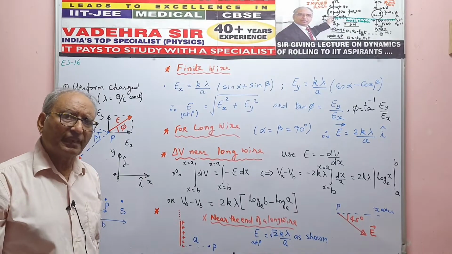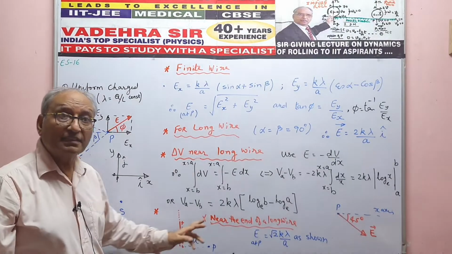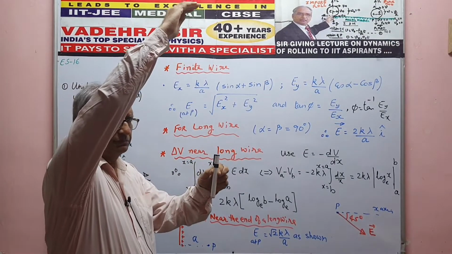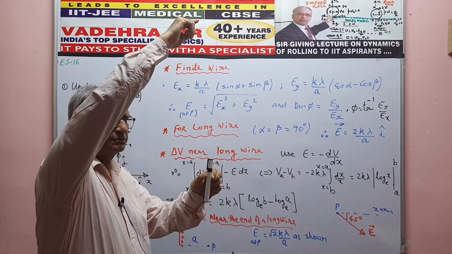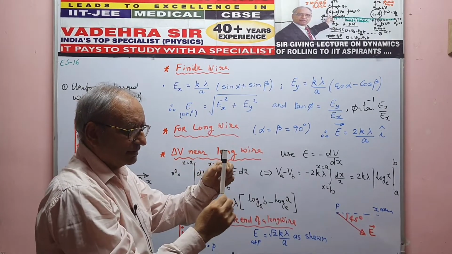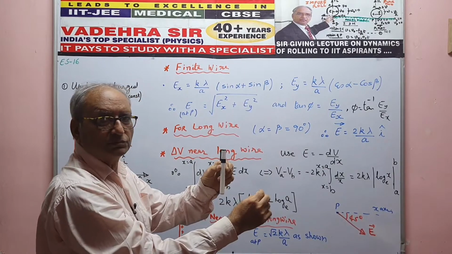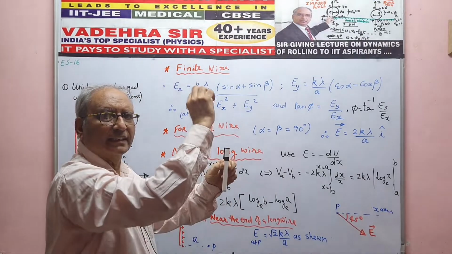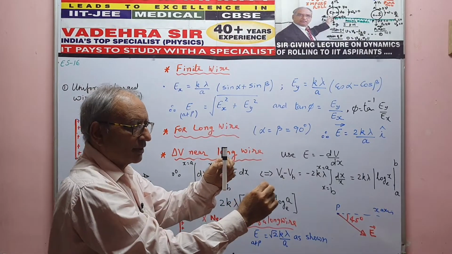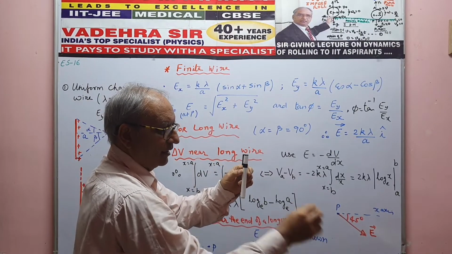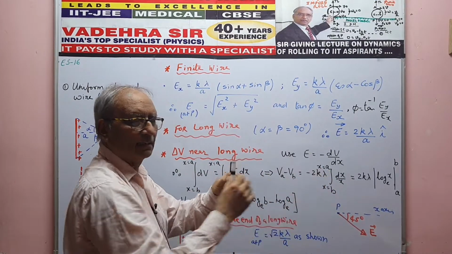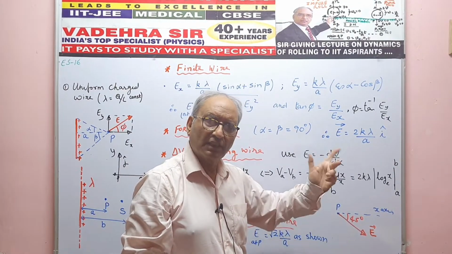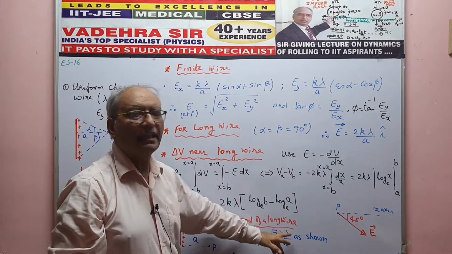I take one special case of intensity near the end of a long wire. Suppose this is a wire, and it is very long, infinitely long, and this is the point P, close to the lower end of the wire. Then in that case, once again, if I do the integration process, the resultant field comes out like this, making an angle of 45 degrees with the x-axis, and the value of this E, remember the concept, is root 2 k lambda by A.